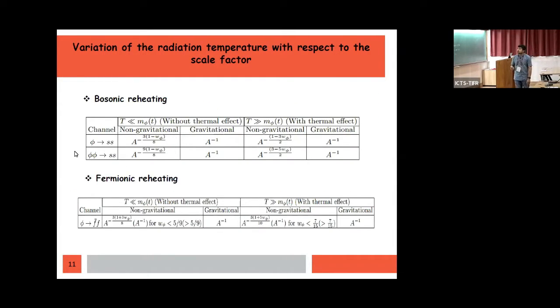And this is for bosonic and Fermi reheating, how your temperature varies with the scale factor. This is when your thermal effect is in active mode, when the radiation temperature is greater than m_φ, and here is the radiation temperature less than m_φ, and how your temperature evolves. It's a normalized scale factor.